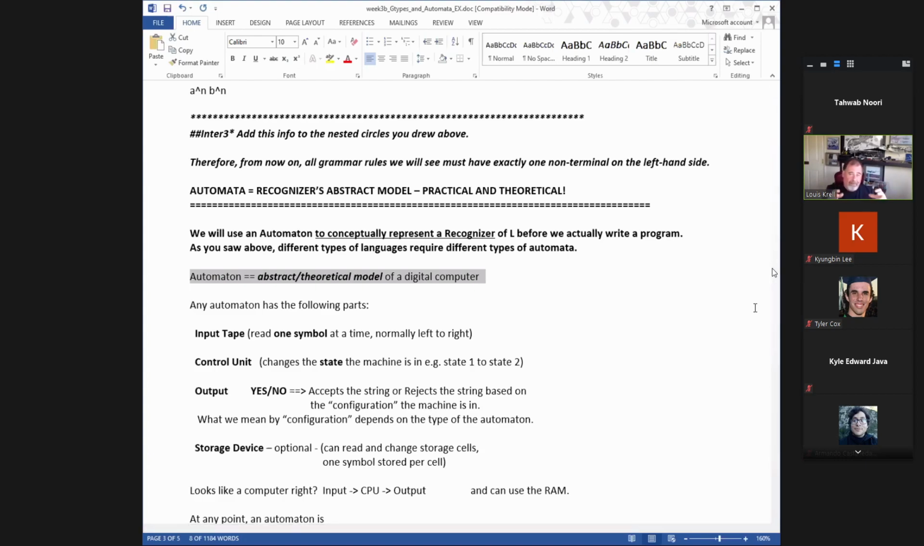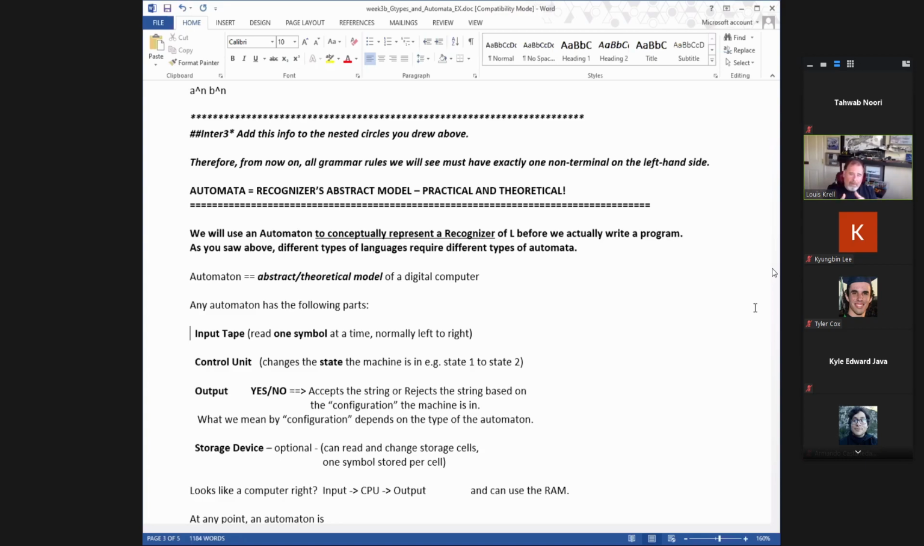An automaton is an abstract theoretical model of a digital computer. So when you look at an automaton, it has the following components. It has your input tape, which basically reads in every character left to right, one at a time. Then it's got the control unit, much like your CPU in a computer. And it's going to have a state machine that's going to transition from one state to the next based on the character that is read in. So you might have state 1, state 2, state 3, and I'm going to show you very simple examples of a finite automaton state machine.